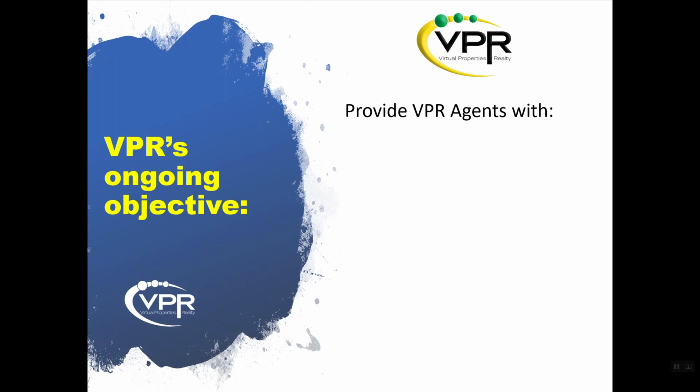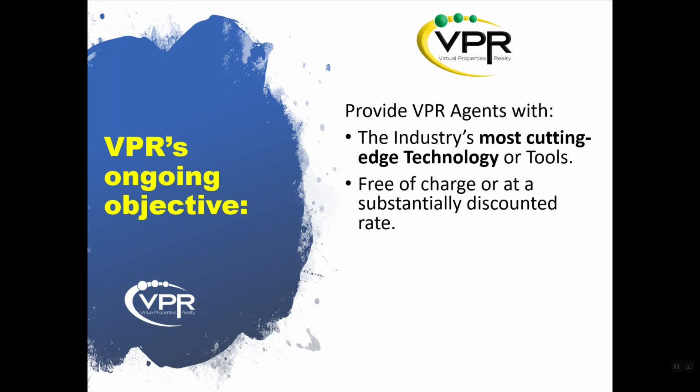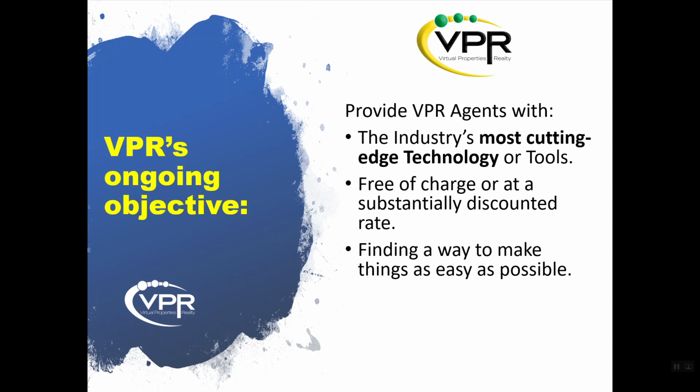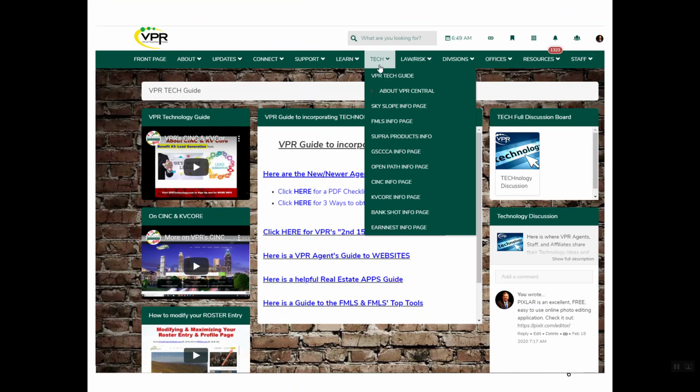This is for newer agents, trying to give them guidance on what they need to be focusing on in terms of technology. Our company's ongoing mission objective is to provide the industry's most cutting edge technology tools, and we want to do it free of charge or discounted. We're always trying to find a way to make things as easy as possible. That's generally not a reality, no matter what anyone says, but we take every step we can to make it easier, and we choose applications that are as easy as they can be. We're trying to show the way, showing paths towards success and mastery.